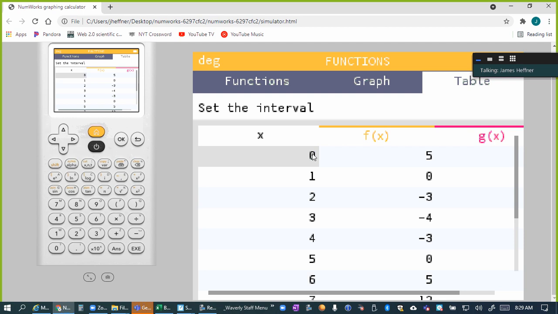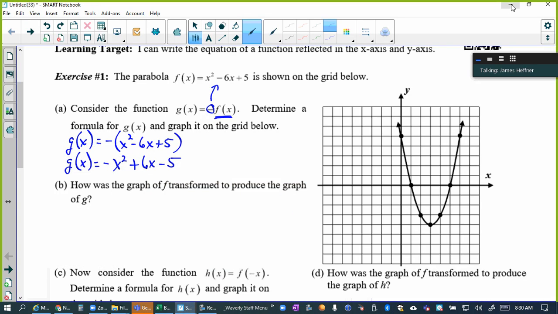That should work out pretty good. All right, so here's some points we can plot: 0, 5, 1, 0, 2, -3. See how if this is our vertex, right, it's symmetrical around that. So let's go ahead and plot those points. Get our reflection.